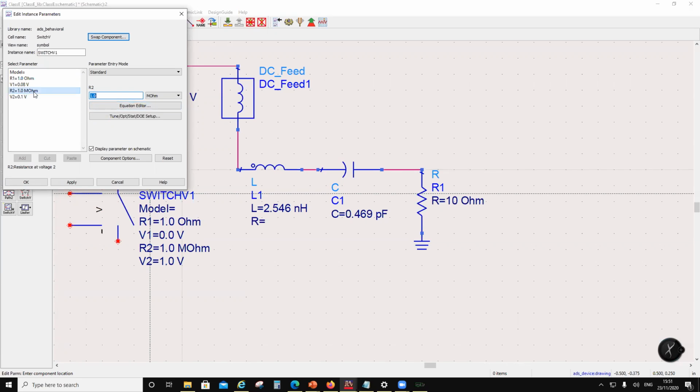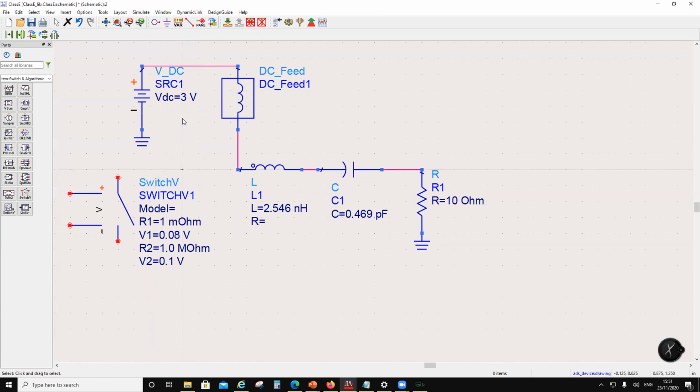So basically, as soon as I have a positive waveform, I am going to have this on, and when it is on, it is going to be like, let's say, 1 milliohm, and when it is off, it is 1 megaohm. Okay, so this is my ideal switch.